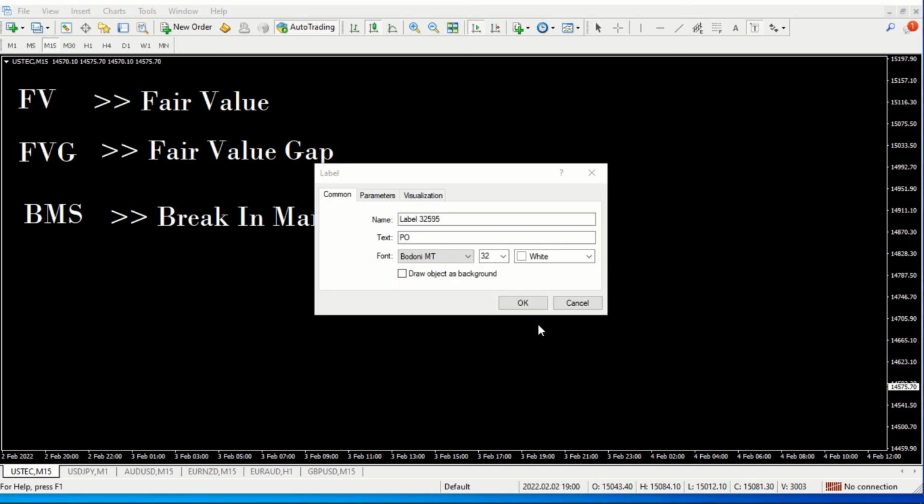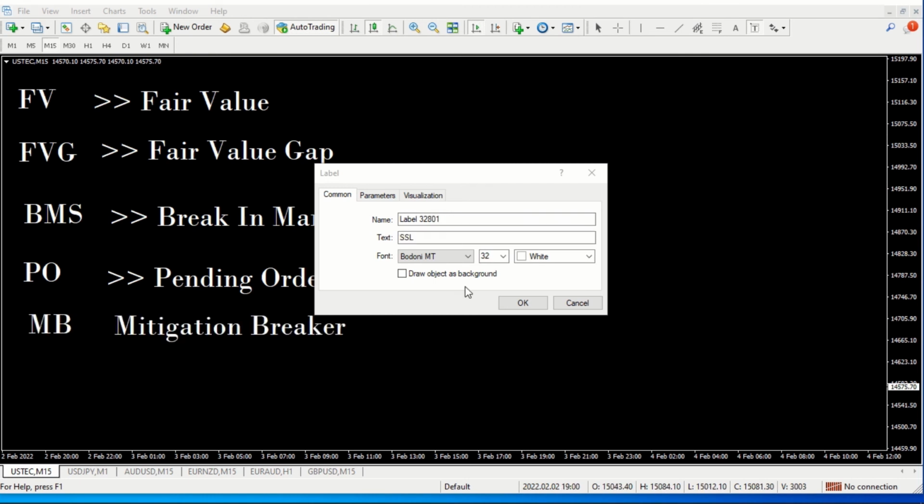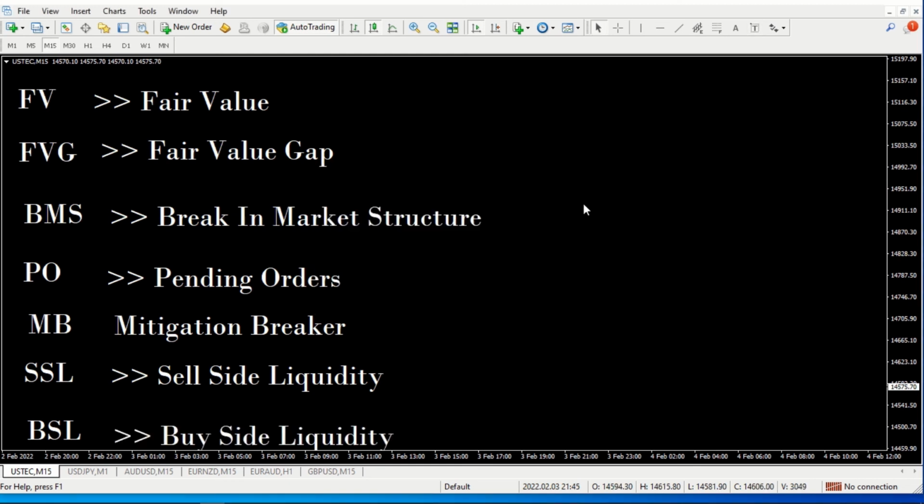You also have PO, meaning pending orders. You also have MB, which stands for mitigation breaker. We also have SSL for sell side liquidity. We have BSL as the next one, buy side liquidity. The abbreviations are really many, but I'll just limit myself to the advanced ones.